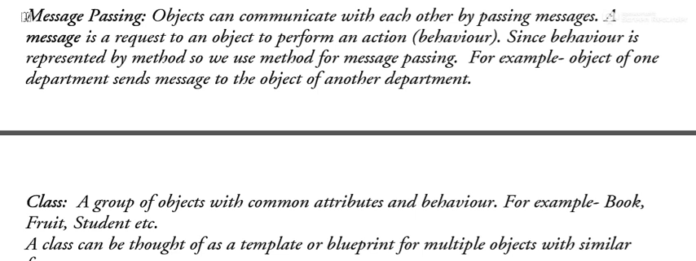Message passing. In software, many objects are used and they need to communicate with each other. To communicate, an object passes a request or message to another object using a method. This communication is known as message passing. In a company, the sales department sends a message to the production department or account department, etc.